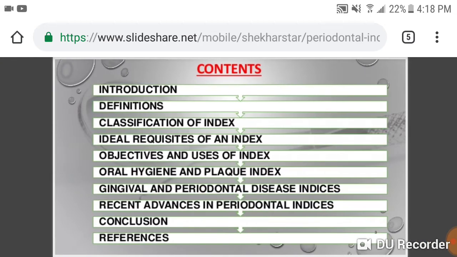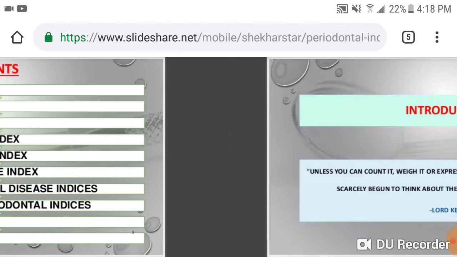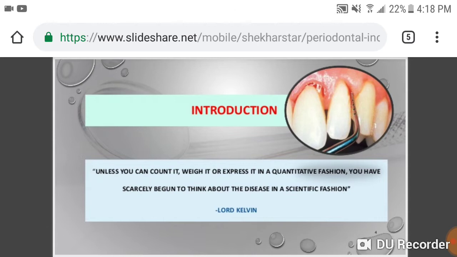Let's go. So in my outline, I have introduction, definitions, classification of index, ideal requirements of an index, objectives and uses of index, oral hygiene and plaque index, gingival and periodontal disease indices, recent advances in periodontal indices, conclusions, and some references. Introduction.